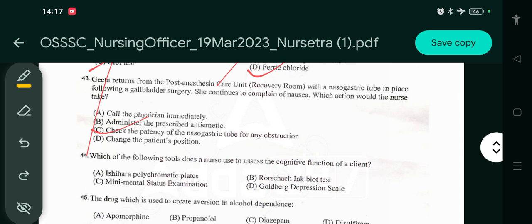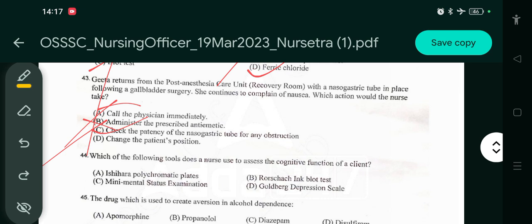And why not the other options? Option A, call the physician immediately. The nurse's role is to assess first, after that they can inform the physician. Without assessment we cannot call the physician immediately, so option A is not correct. Option B, administer the prescribed antiemetics. We cannot administer medication without a doctor's prescription, as the question asks about the nurse's role.